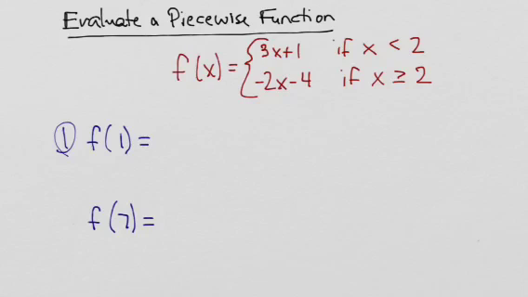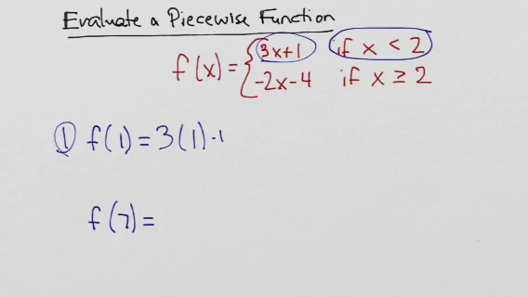Well, the first thing we need to do is decide which one of these do we use. So if x equals 1, well, 1 would fall in this category. 1 is less than 2. Which means for that problem, I'm going to use this one: 3x plus 1, where x has been replaced with 1. That's what this means. Replace x with 1. But we need to know which part of the equation we are at, which piece of the function we are looking at. So if I do that, 3 times 1 is 3, and then plus 1, the answer is 4.